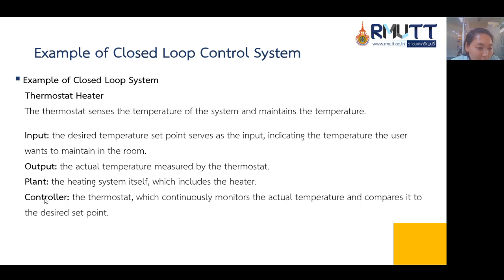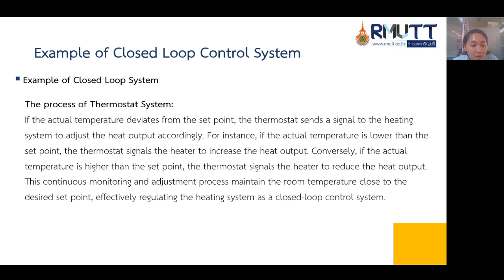From the block diagram, we can see the input: the desired temperature set point serves as the input. This indicates the temperature the user wants to maintain in the room. And for the output of the system, the actual temperature is measured by the thermostat. And then the plant for the system is the heating system itself, which includes the heater. And then the controller is the thermostat, which continuously monitors the actual temperature and compares it to the desired set point.